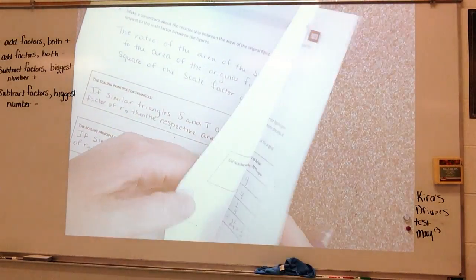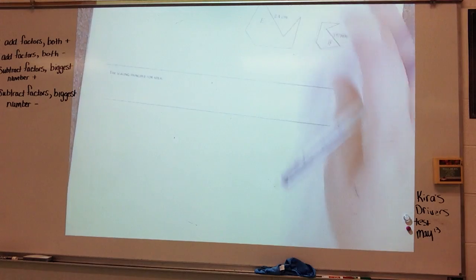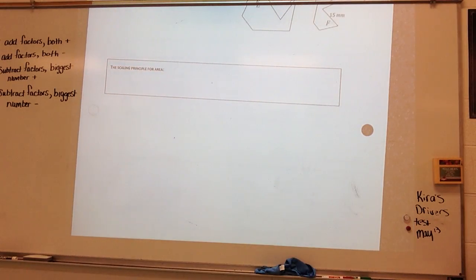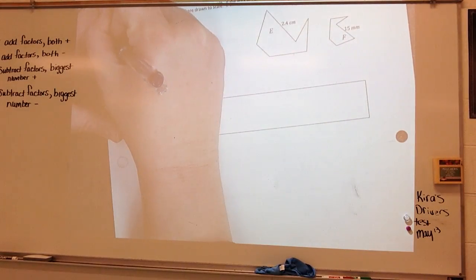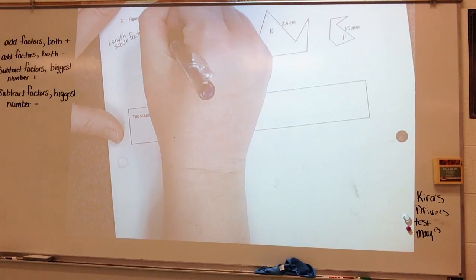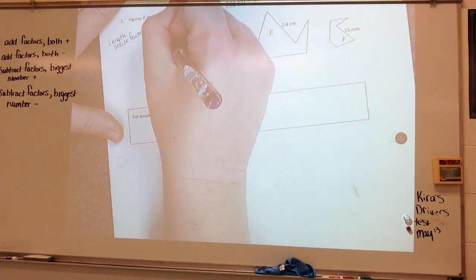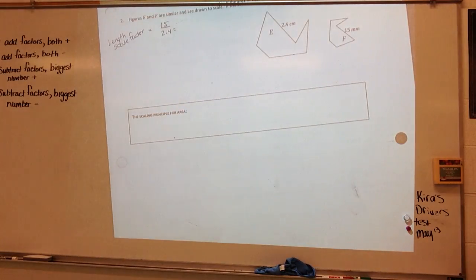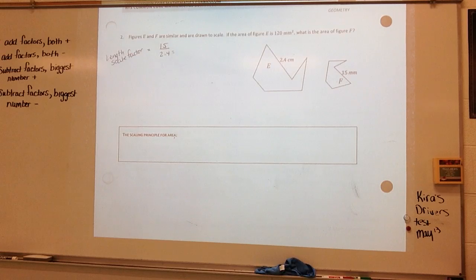Let's look at number 2. Figures E and F are similar and drawn to scale. If the area of figure E is 120 millimeters squared, what's the area of figure F? Once again, I need to figure out my scale factor. So our length scale factor: I went 15 and 2.4, so we'll divide 15 by 2.4, which is 6.25.